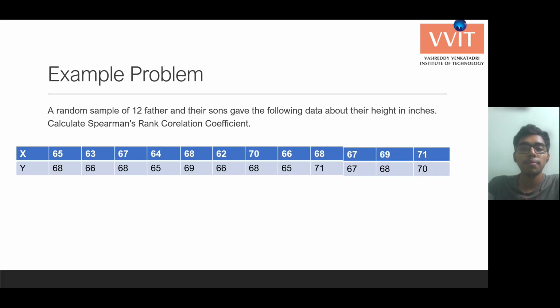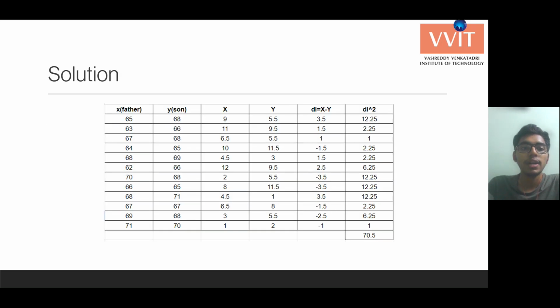Let us take an example problem so that we can understand more about this. A random sample of 12 fathers and their sons gave the following data about their heights in inches. Calculate Spearman's rank correlation coefficient. Here x represents the fathers' heights and y represents the sons' heights. There are a total of 12 data points regarding fathers' and sons' heights. Let us dive into the solution.